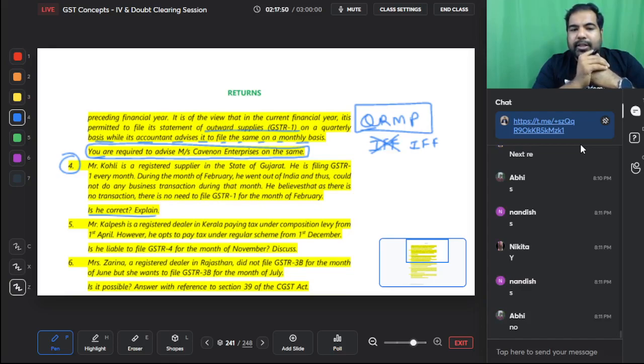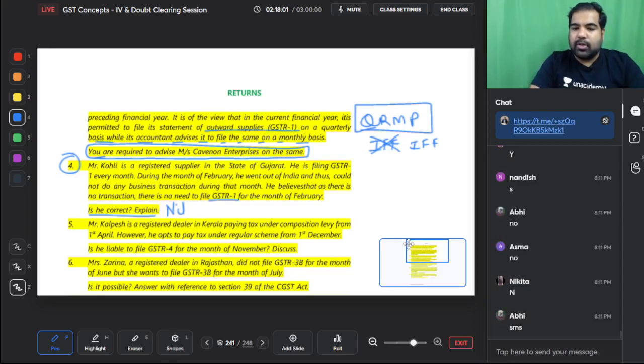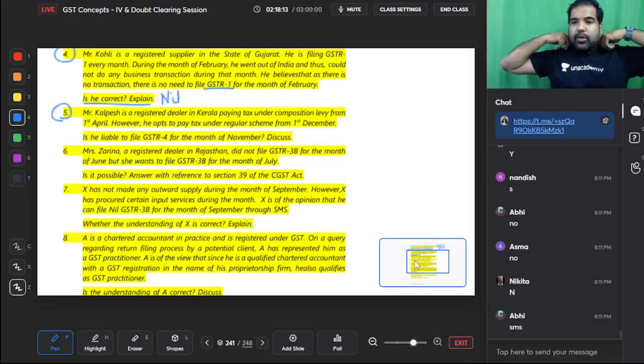He believes that as there is no transaction, there is no need to file GSTR1. Absolutely wrong. He has to file GSTR1 even if there is no supply. A nil GSTR1 has to be filed in SMS facility also. He can file that. SMS is only an option, guys. SMS is only an option for nil, and that too it's an option. You don't have to compulsorily do that. None of my clients do SMS. It's just an option for nil returns.